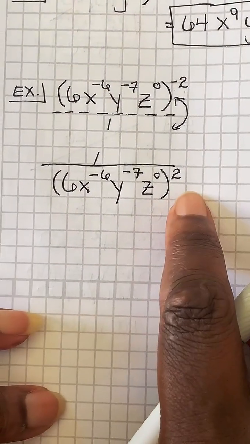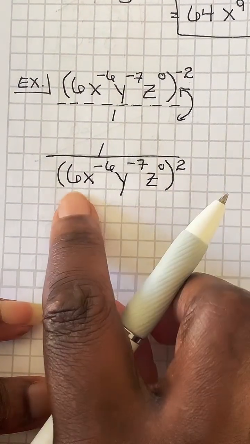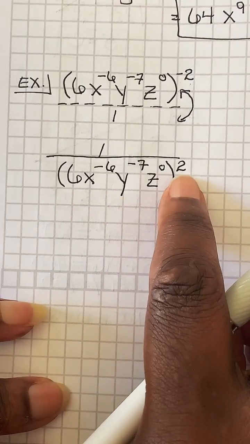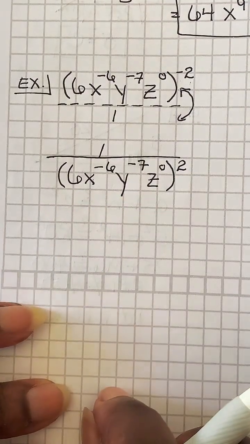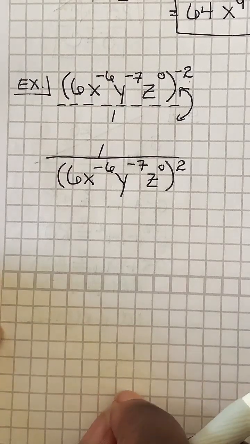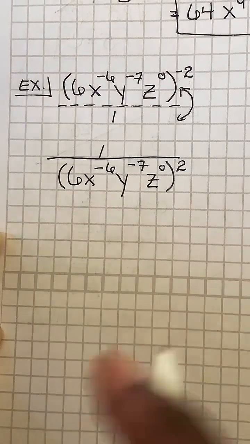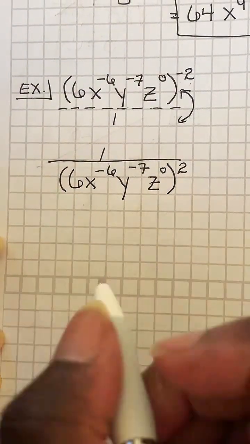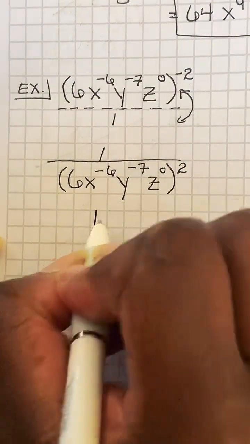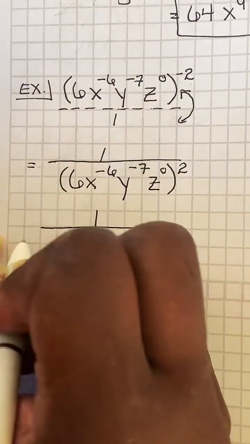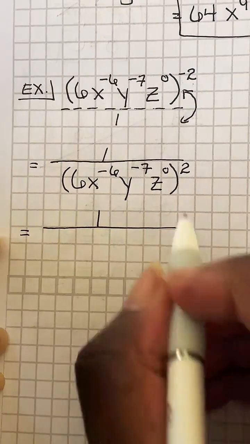Now from here, we're going to raise everything inside of this parenthesis to the second power. Yes, so it is going to be 1/36 instead of 36. Good. So let me distribute. So I got my 1, that's my numerator. Put an equal sign so you can see the difference.